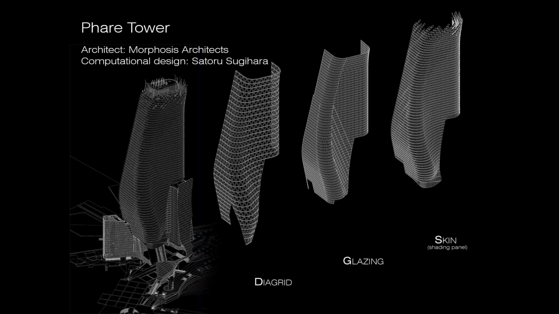I used to be a computational designer at Morphosis Architects in Los Angeles, and one of the projects I worked on is Fair Tower. That was a skyscraper project in Paris, and I worked on three areas of the project. One is diagrid structure, another is glazing panelization, and another is the solar shading skin installed outside of the glazing. The skin was a stainless steel mesh.